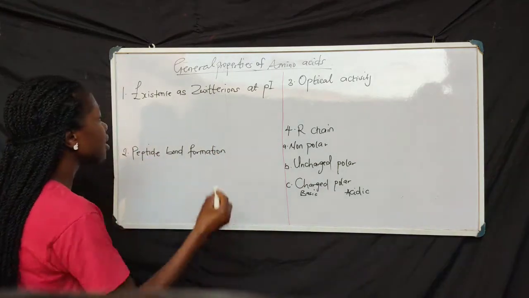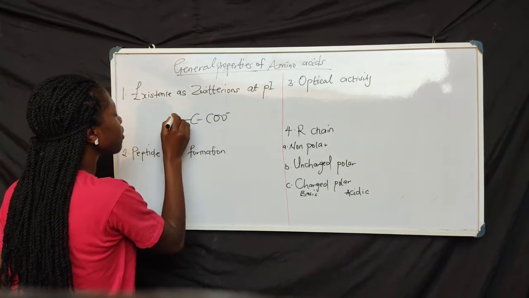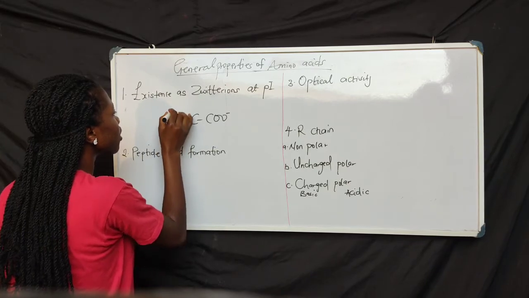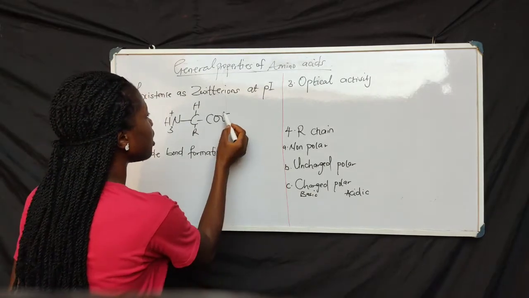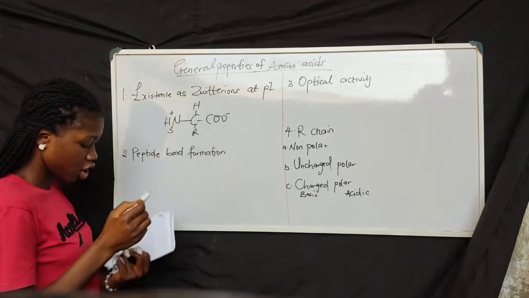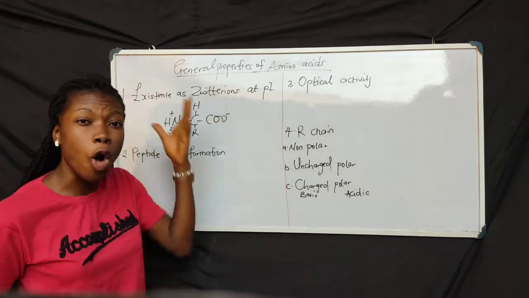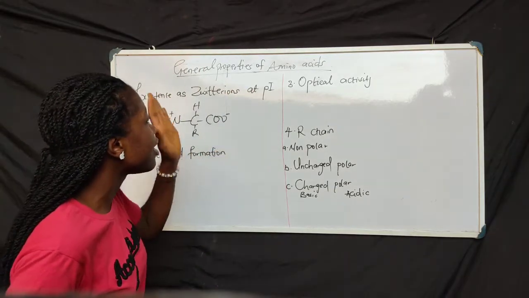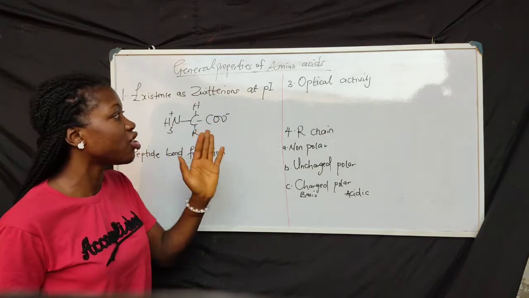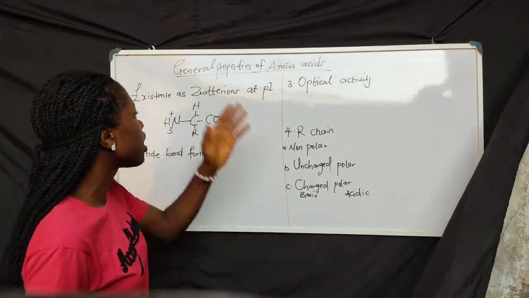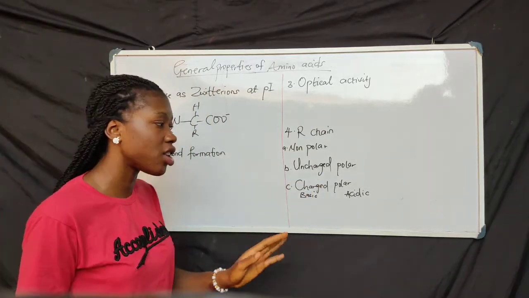Now, when an amino acid has both the negative charge and the positive charge, we say the amino acid exists as a zwitterion, and this occurs at the isoelectric point. And like I said, every amino acid has its own isoelectric point. That is the point where it has both negative and positive charge, and as a result has no net charge.